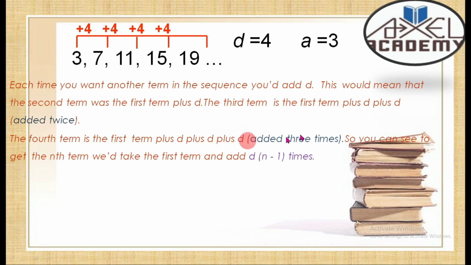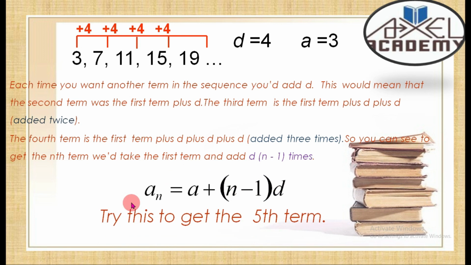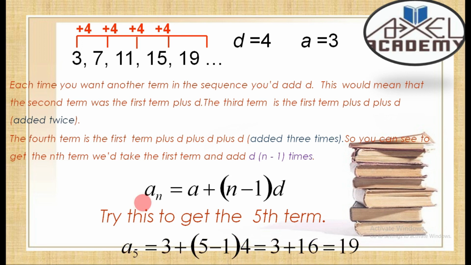So you can read here. To get the nth term, we take the first term and add (n minus 1) times the common difference. I think this point is clear. So here we can figure out the nth term of the arithmetic progression. Okay, and with this you can find any term: the 5th term, 6th term, whatever you want to find.